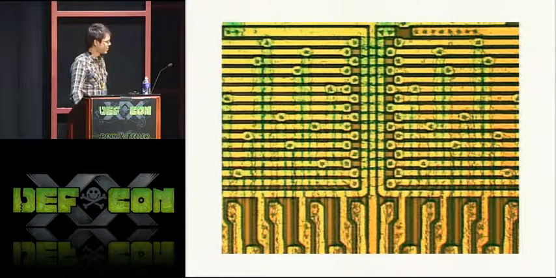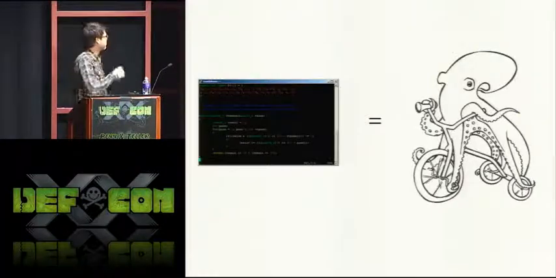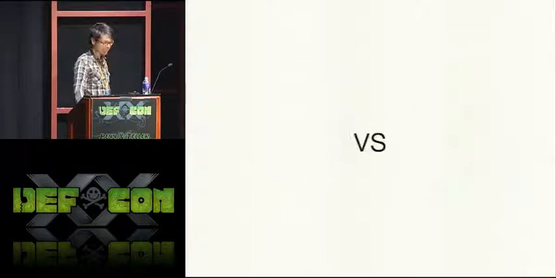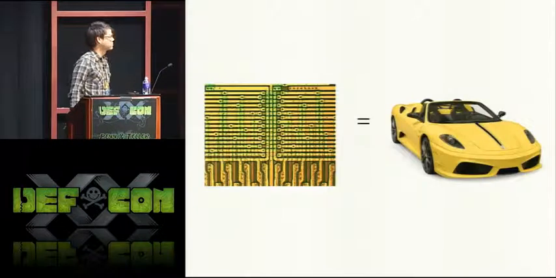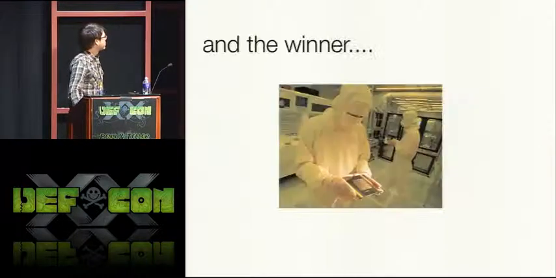One analogy that I like to use for this is that doing it in software is kind of like an octopus riding a tricycle versus a Ferrari or something like that. So I think in this case, the winner is definitely the ASIC. People have realized this for a long time.